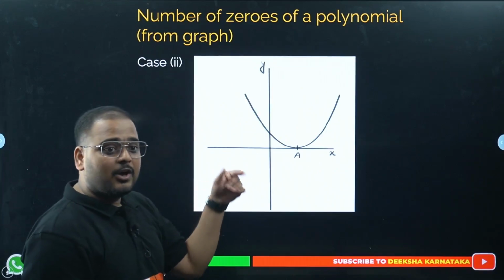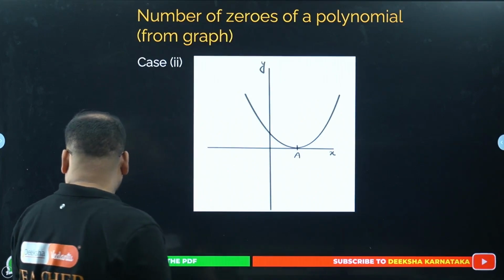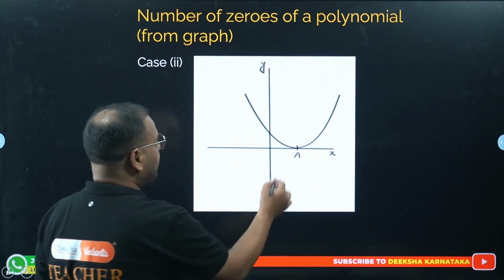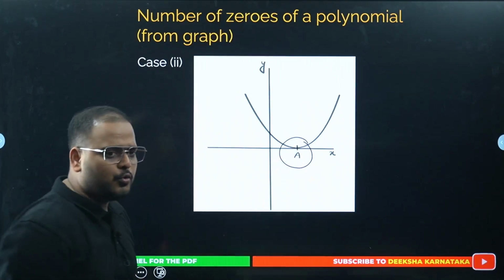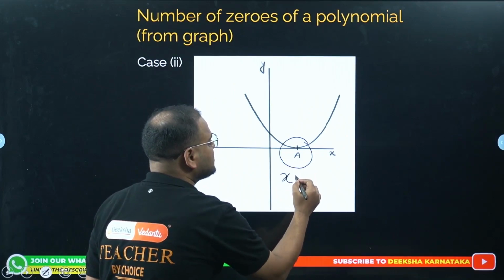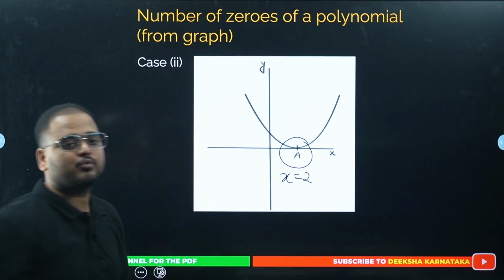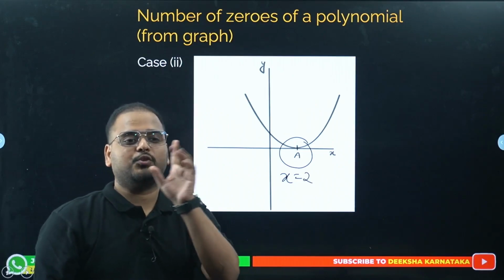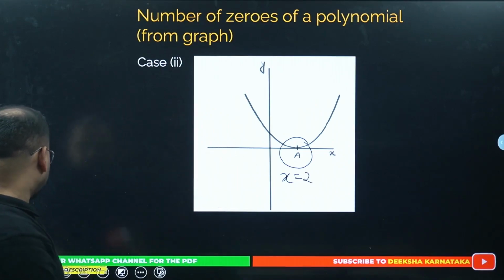In this case, what is happening here? Check this out. How many cuts? Only 1. Let's say this value is just 2. So x equals 2 is the only zero of this given case of the polynomial.